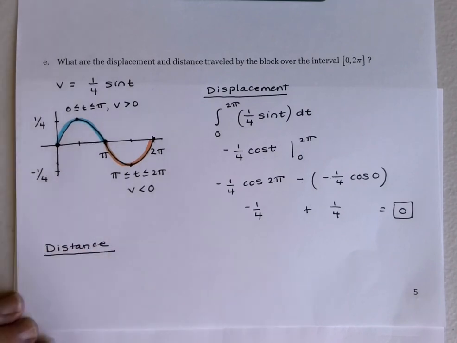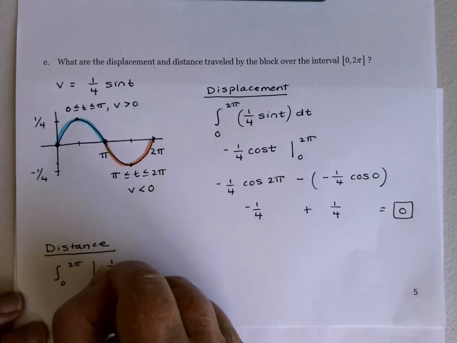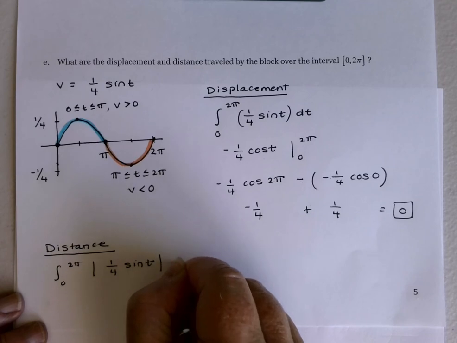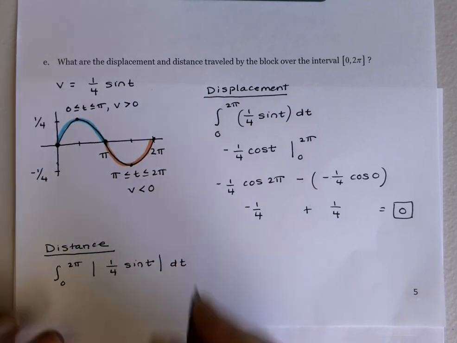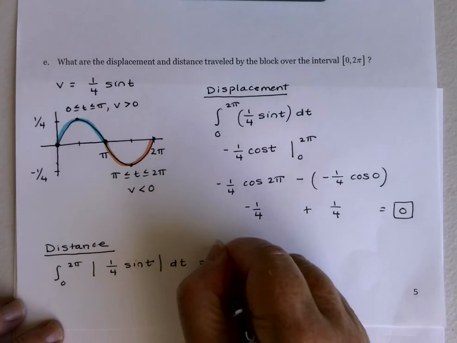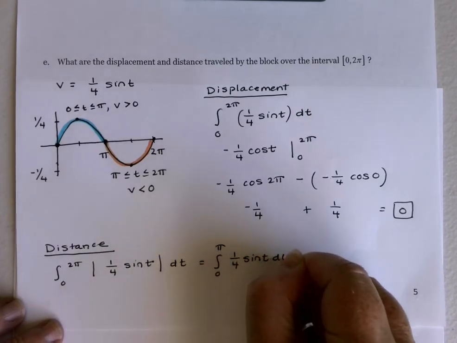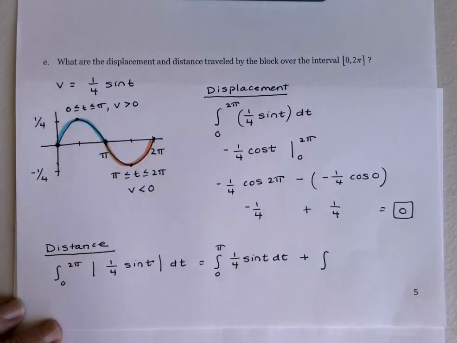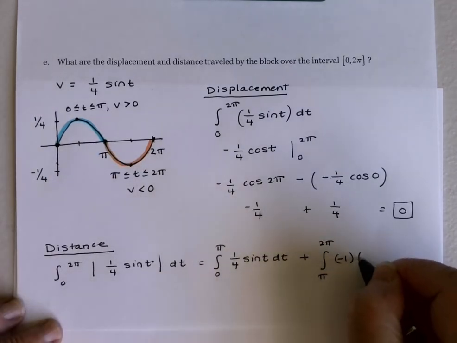Now we have to integrate the absolute value of that velocity function. And of course it's positive from 0 to pi already. So from 0 to pi, I can just keep the 1/4 sine t dt. But from pi to 2 pi, we have a negative velocity. So we'll multiply that by -1 to turn it into a positive value.